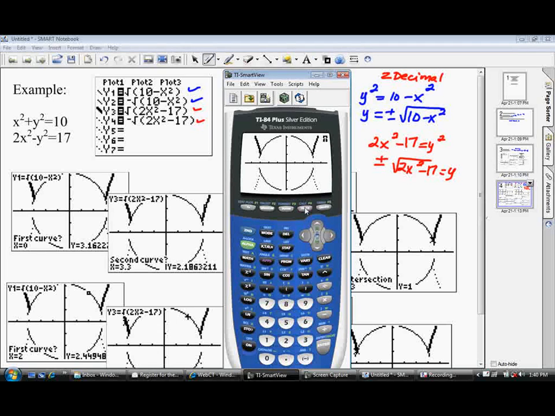So we press second, trace, and I still choose option 5. Now I don't want that first curve to be y1, so I'm going to press the down arrow key. I do want it to be y2, so I'm going to press enter. My second curve is not y3, it is y4, right? So I press enter. Now, this is where you have to pay attention. My guess needs to be close to this point over here. So only use your right and left arrow keys when you're trying to guess.